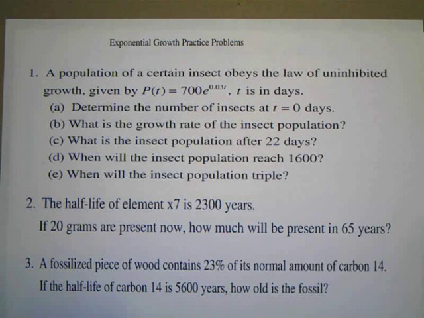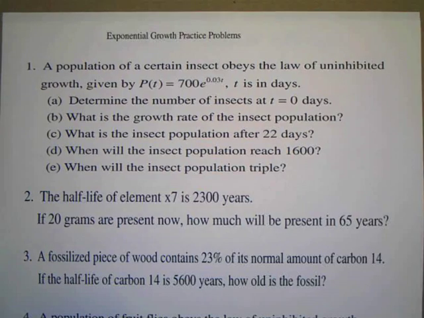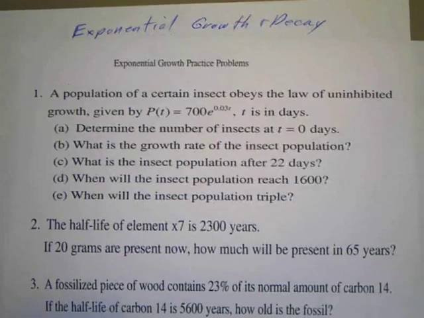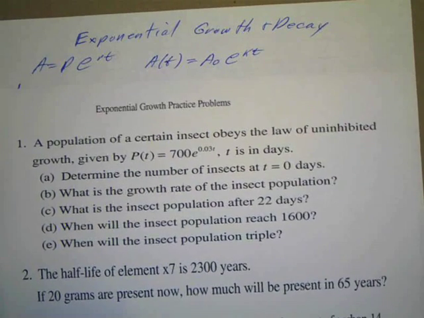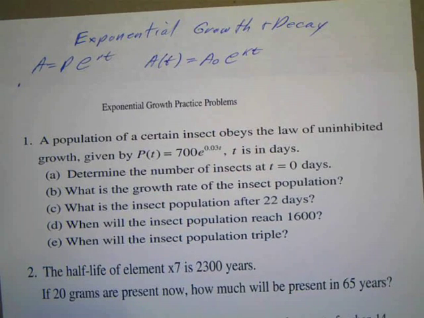Number one: a population of a certain insect obeys the law of uninhibited growth given by P of t equals 700 e to the 0.03 t, where t is in days. Remember, growth is continuous. It doesn't happen in little discrete spurts. It's constantly happening as we keep adding molecules or insects or anything, so it happens continuously in a manner of speaking.